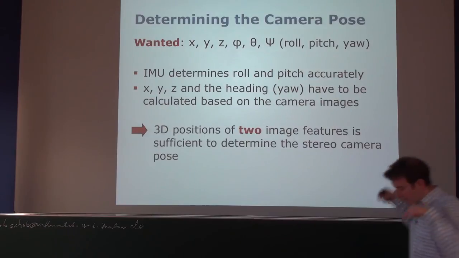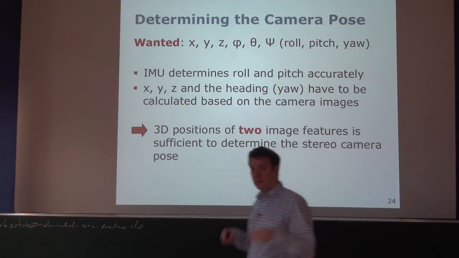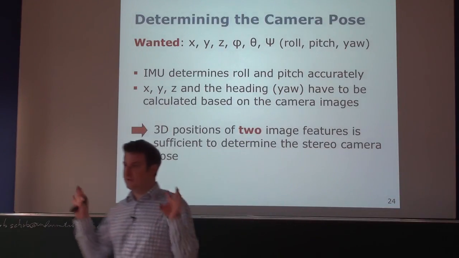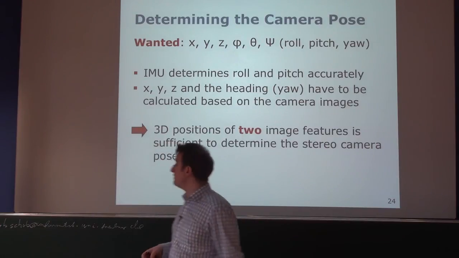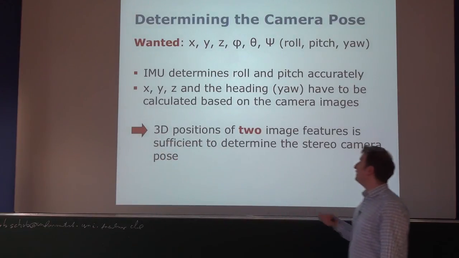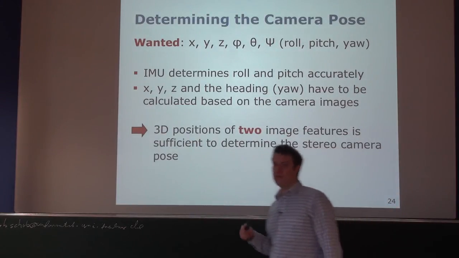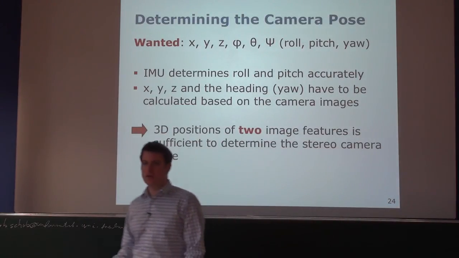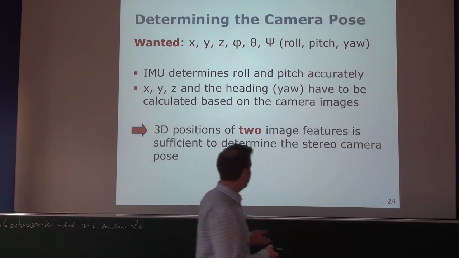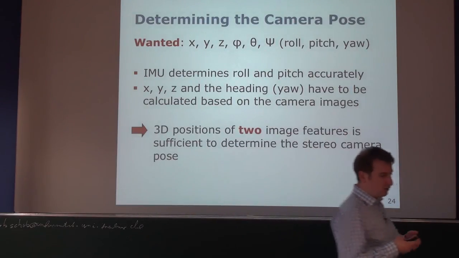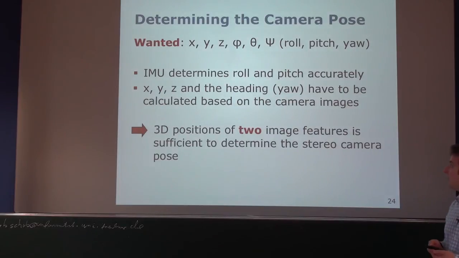Based on that, I can compute by triangulation where the points are in 3D space, given that I see the points in both camera images. I only need to know 2 features, 2 of those descriptors, with their corresponding 3D coordinates in the image, in order to estimate the relative pose of the camera.